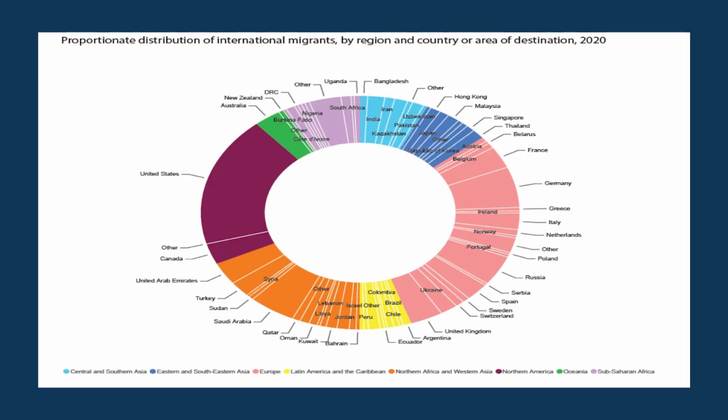Okay, this graph presents a proportionate distribution of international migrants by region and country or area of destination. In a way, this is a more global picture, and you can clearly see from this graph which part of the world is absorbing what proportion of total international migrants. Clearly, as you can see, Europe is absorbing a relatively much bigger proportion of the total international migrants. This is a very helpful graph to show you the distribution of international migrants. And this is the figure for the year 2020.